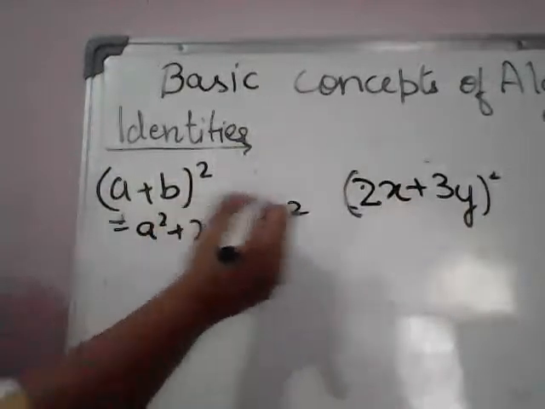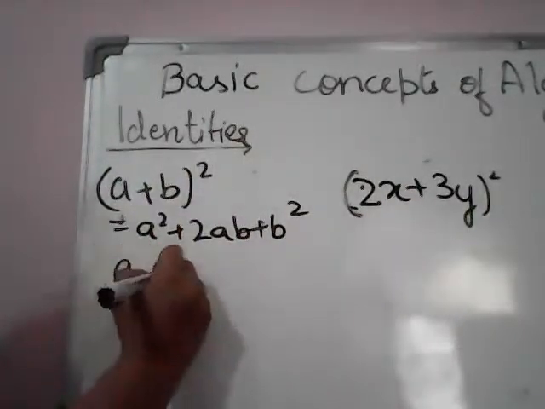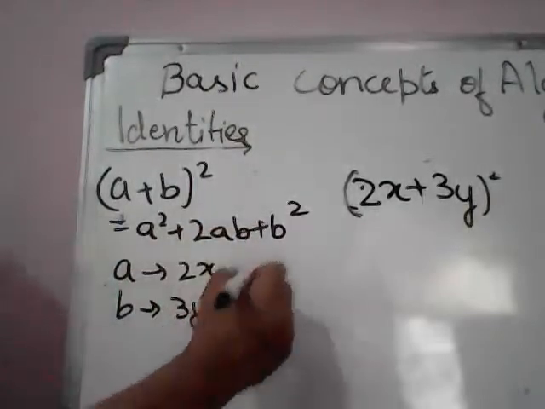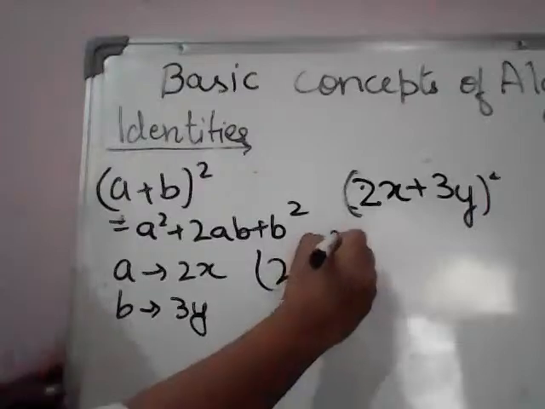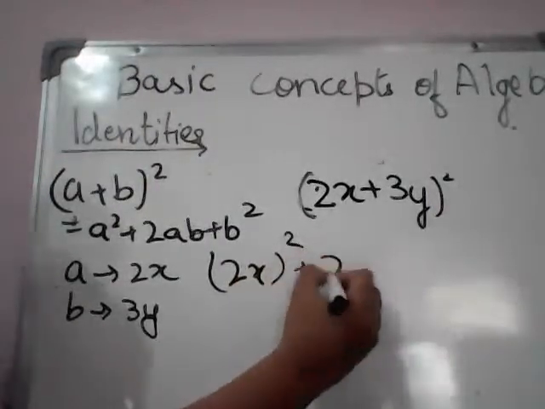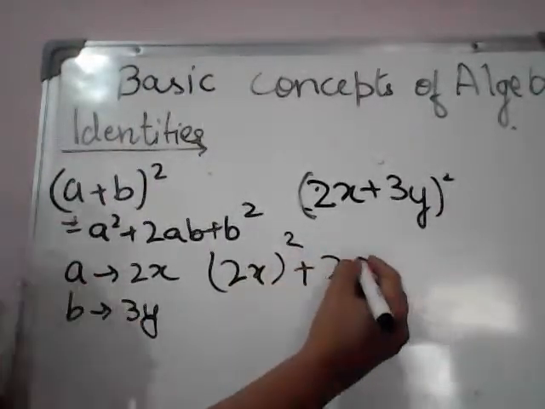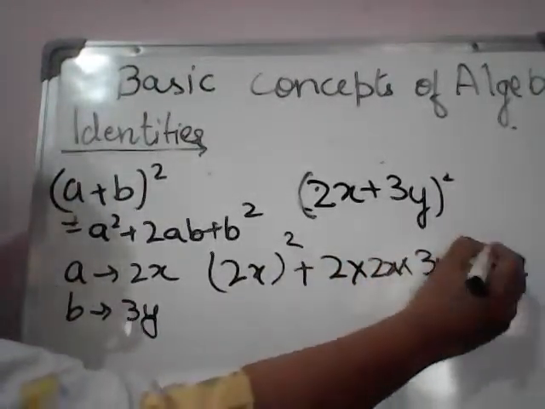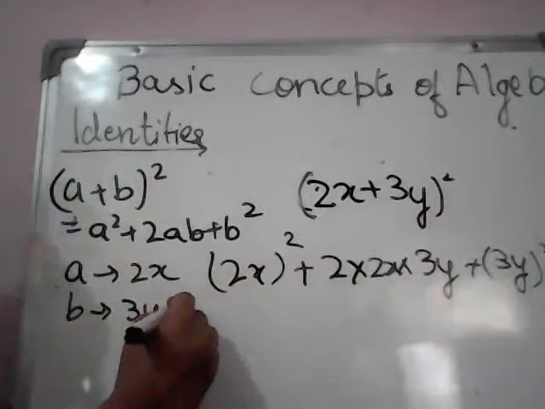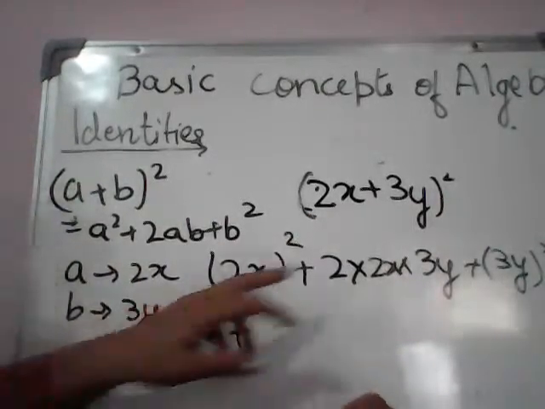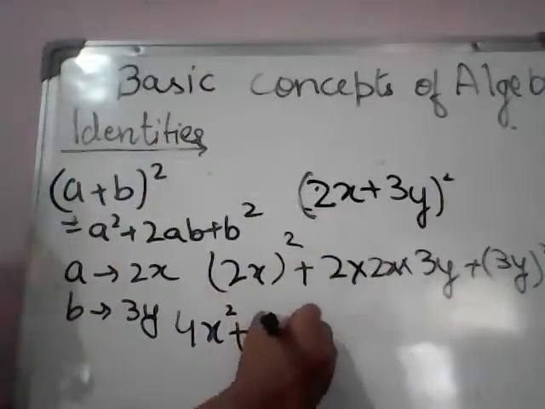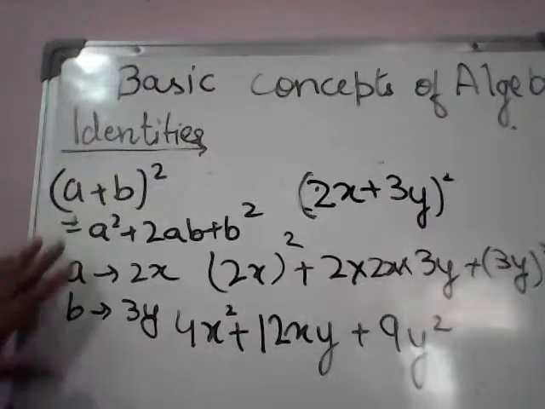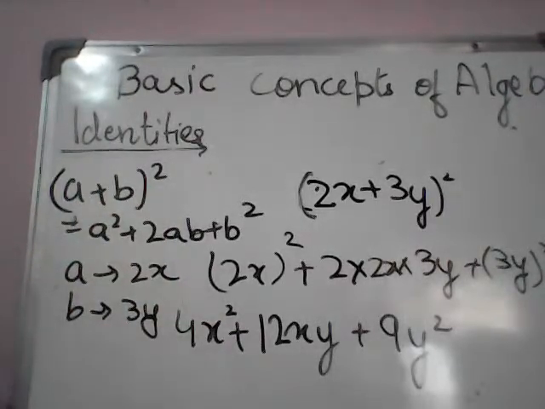So here, comparing it with the identity, we have a as 2x and b as 3y, right? So 2x whole square plus 2 into a into b, a is 2x into 3y, plus 3y whole square, b square, right? Then this will be 4x square plus 4 into 3, 12xy, plus 9y square, right? So this is the way we use the identity to solve this expression.